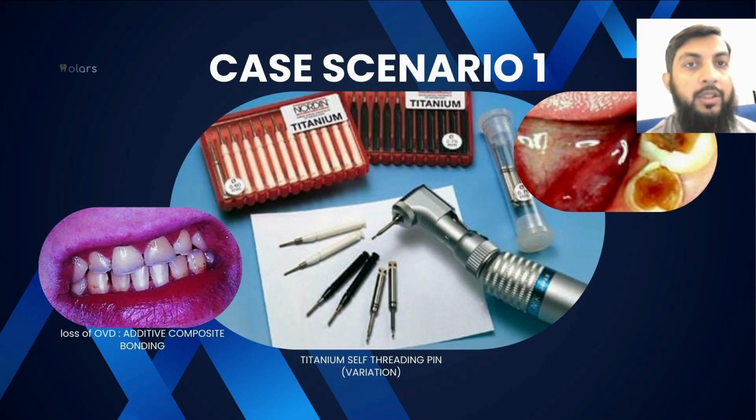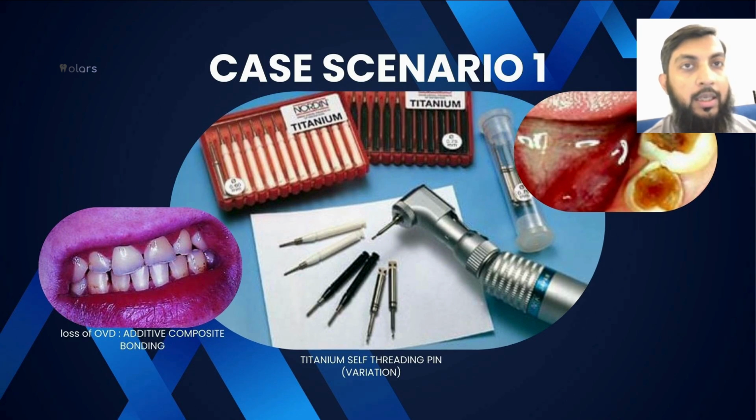Here we come to case scenario 1, which was a 53-year-old male presented with a root canal treated tooth in the left lower first molar, and the OVD was collapsed because of attrition and abrasion on the upper anterior teeth, as you can see on the left side. I cannot post actual photographs here due to obvious copyright reasons. Then they are going to do a post and core buildup for this tooth.